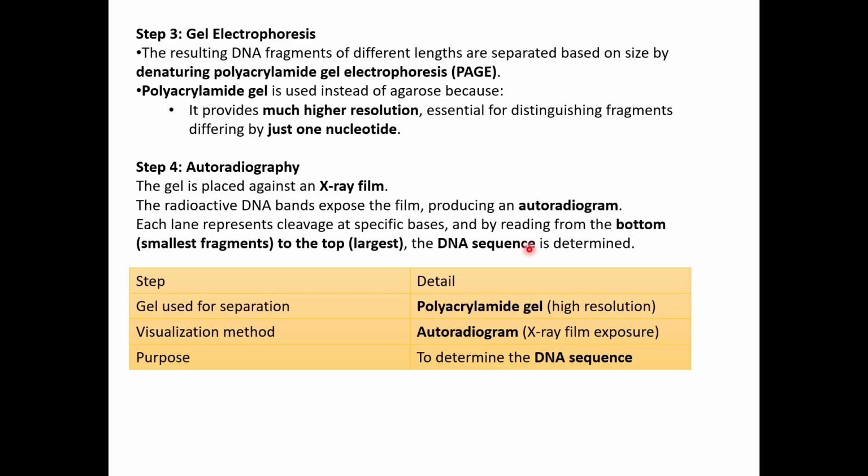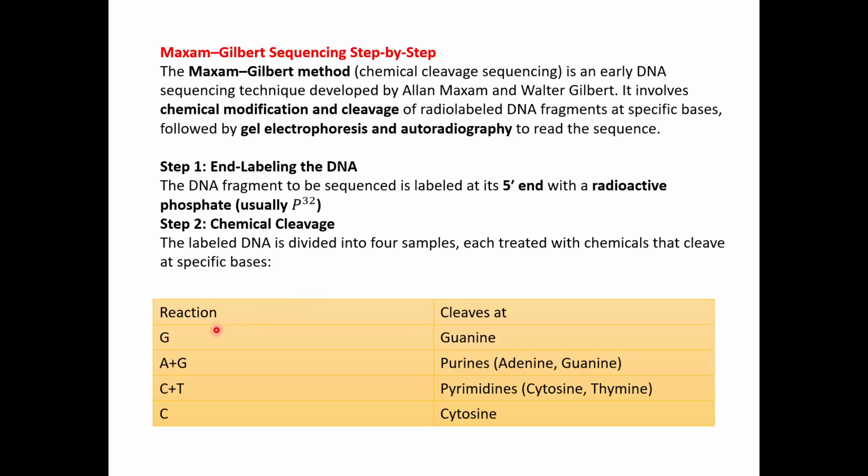So we can know, for the smallest fragment, at which specific base it was cleaved, and then we go in ascending order, and we can easily detect the complete sequence of the DNA, because we are cleaving them specifically at these particular sites. So you can know when it is cleaved at this position, this position, this position, and this position, and you can understand the sequence of it.